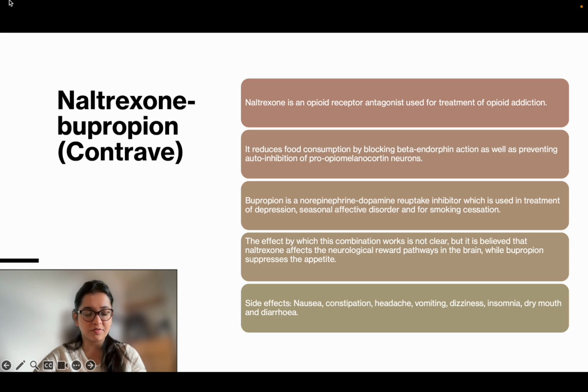There are a few side effects of this drug combination. It can lead to nausea, constipation, headache, vomiting, insomnia, dry mouth, and diarrhea.